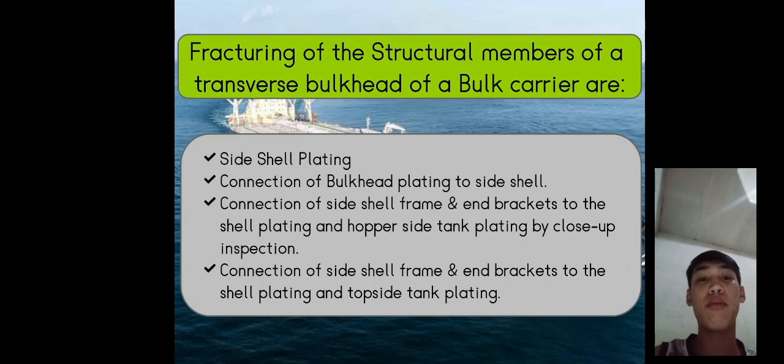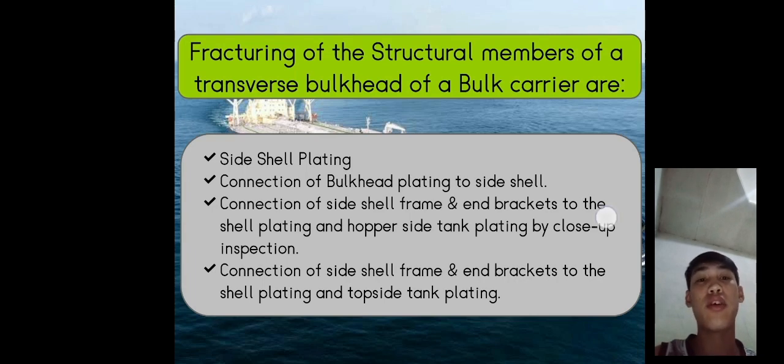Fracturing of the structural members of a transverse bulkhead of a bulk carrier are side shell plating, connection of bulkhead plating to side shell, connection of side shell frame and end brackets to the shell plating on upper side tank plating by close-up inspection, connection of side shell frame and end brackets to the shell plating and topside tank plating.